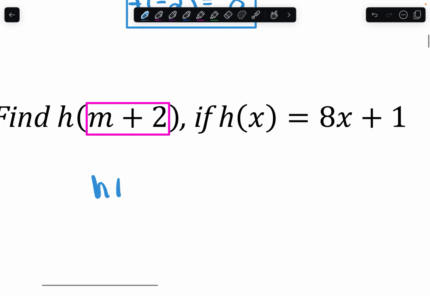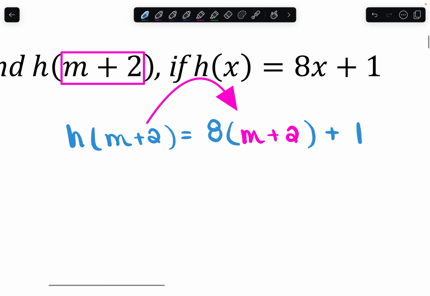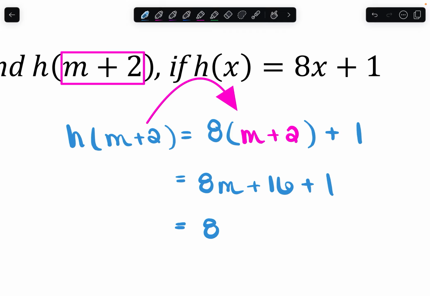All right, let me get my setup. h of m plus 2 is going to be 8, make a little bit bigger bubble, plus 1. What I'm subbing in still goes in where x was. All right, order of operations. We need to distribute that 8, so the 8 goes to the m and to the 2. 8 times 2 is 16. Then we can combine like terms. Only like terms are the 16 and the 1, which would give us 17.